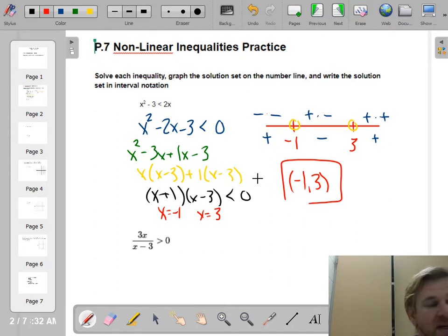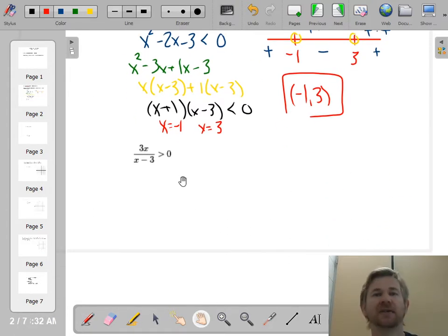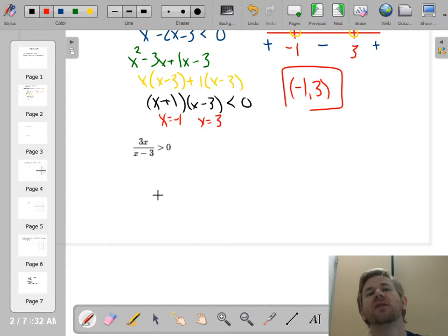Let's do another one. Okay, let's do the fraction one. So for the fractions, you're going to kind of do the same thing, but for this one, your critical points are slightly different.